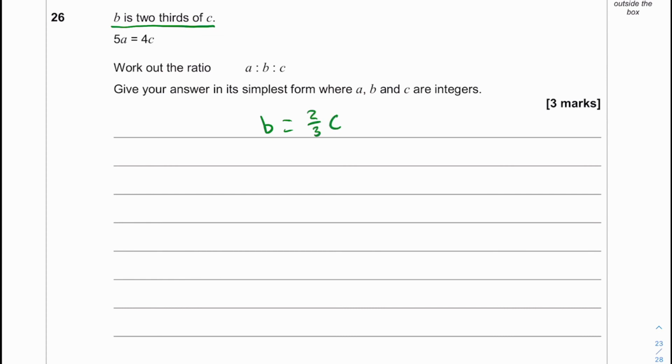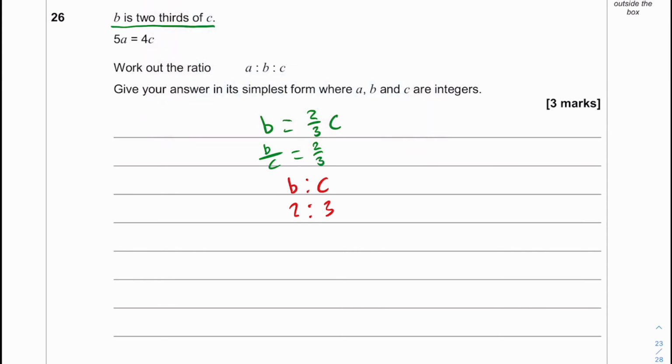So the easiest way to turn this into a ratio is to get the B and the C onto one side of the equation. So we can therefore say that B divided by C is equal to 2/3. And what we can then do is convert this into a ratio where we've got B to C, B divided by C, in the ratio of 2 to 3.